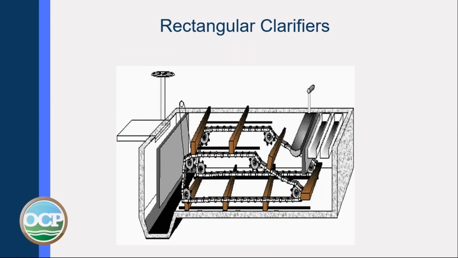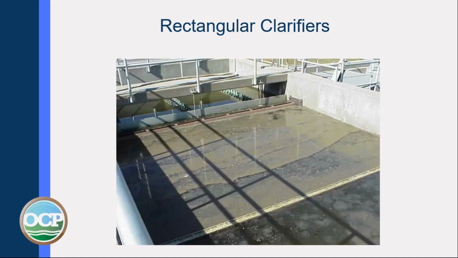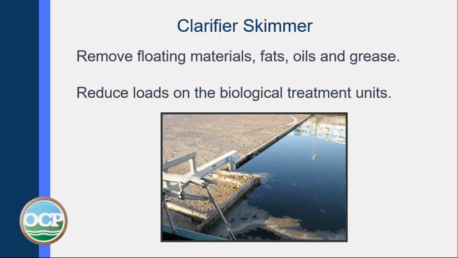Rectangular clarifiers exist. Typically their sludge rake is on chains, and the sludge rake also serves as the skimmer to skim the scum off the top. You'll notice there is a wall, a baffle, where the water comes into the tank to break the flow so it doesn't scour the bottom. There's a picture of a rectangular clarifier and another one. The skimmer removes the floating materials, fats, oils, and grease, as I said, to reduce the loads on the biological treatment unit.